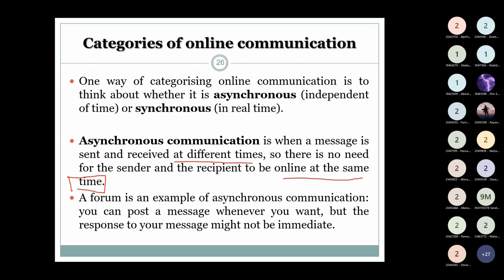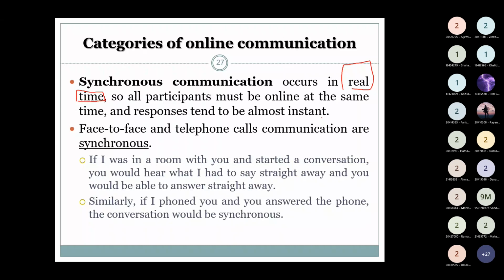Synchronous communication now occurs in real time. When you have communication in real time, it is called synchronous communication. All participants must be online at the same time, and the responses tend to be almost instant. It is like this meeting. I can ask you, is it clear? Do you have any question? You can answer me immediately. So face-to-face and telephone call communication are synchronous. These are examples of synchronous communication.